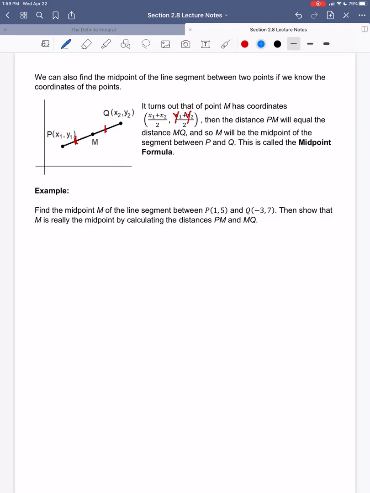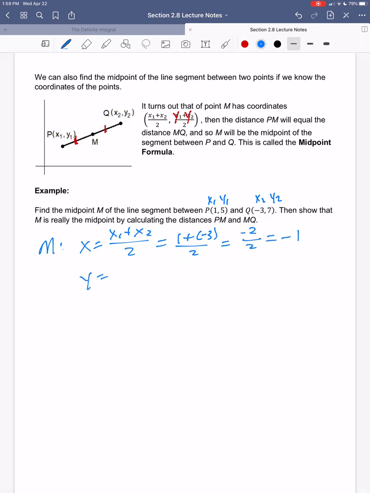So here I've got this point with these two values. Again, I can label this x1, y1, x2, y2. And if I want to find my midpoint M, x is going to be x1 plus x2 over 2. So x1 is 1, x2 is negative 3. So that's going to be negative 2 over 2, which would be negative 1.